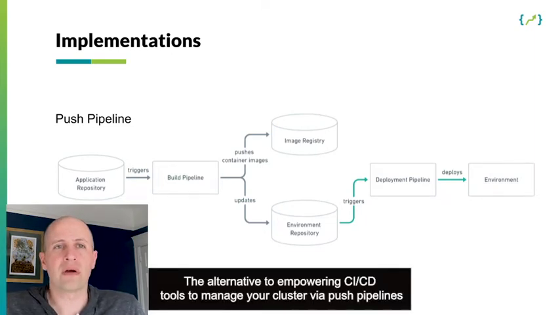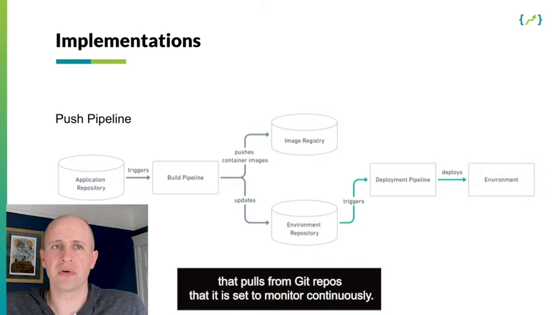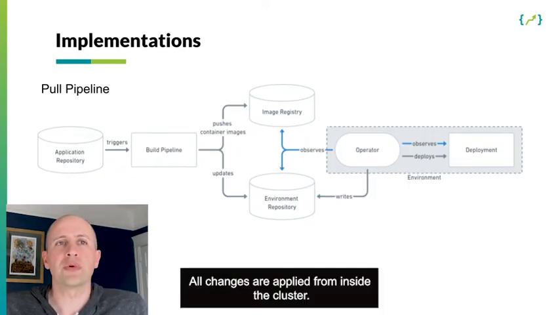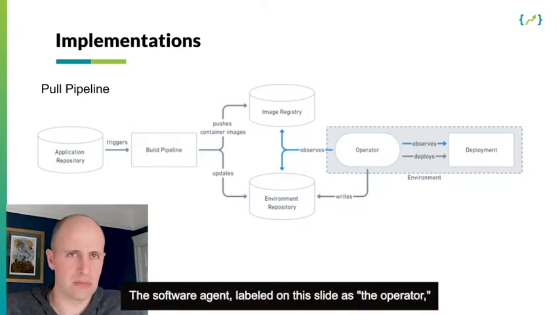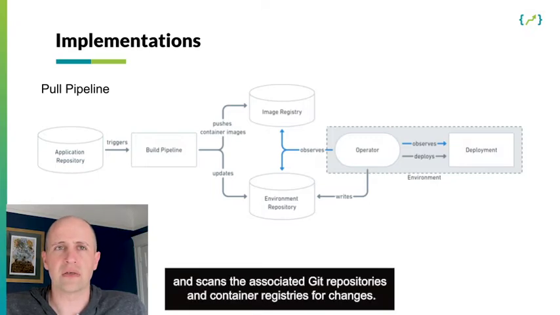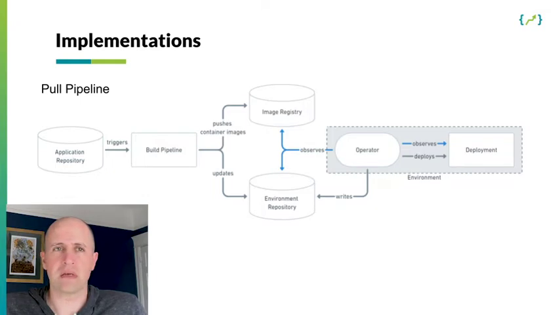The alternative to empowering CI/CD tools to manage your cluster via push pipelines is to empower a software agent that lives directly in your cluster that pulls from Git repos that it is set to monitor continuously. In the pull approach, all changes are applied from inside the cluster. The software agent, labeled on this slide as the operator, lives inside the cluster and scans the associated Git repositories and container registries for changes. When it detects any drift between the desired state and the current state, it will be updated from inside.